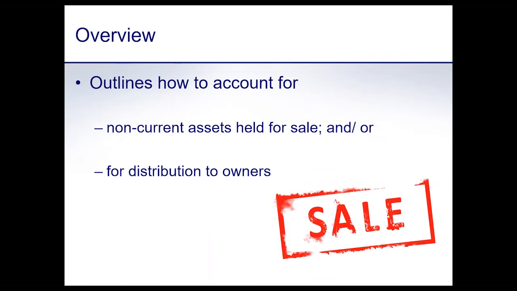Basically, just to talk through what IFRS 5 entails and the whole rationale behind why the standard exists. IFRS 5 outlines how to account for non-current assets that are held for sale or where we've decided that we will distribute non-current assets to the owners of the organization. The accounting that relates to these sort of transactions is dealt with in terms of this particular standard.